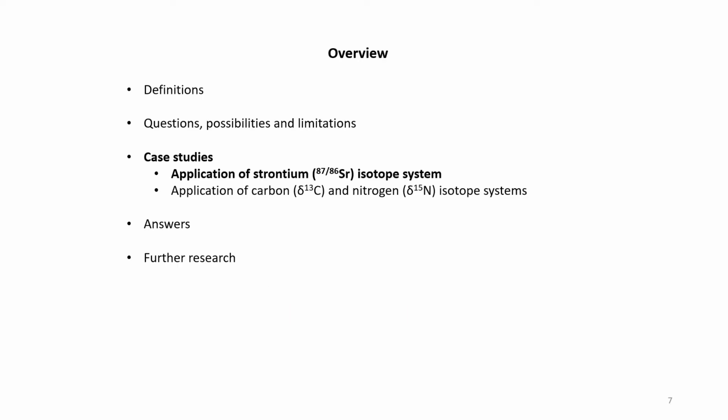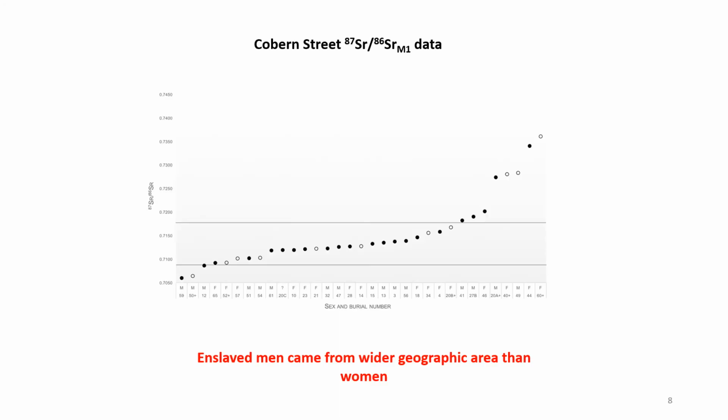I will give examples of the use of strontium isotope ratios to determine migration patterns of enslaved individuals. The graph that you see here is a plot of the first molars of enslaved persons' strontium isotope values.